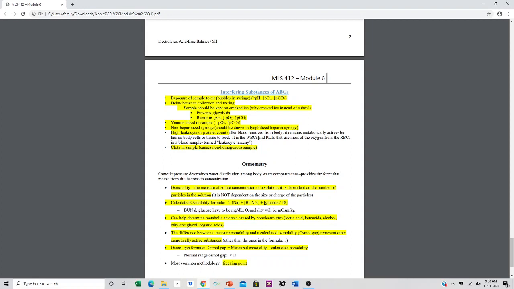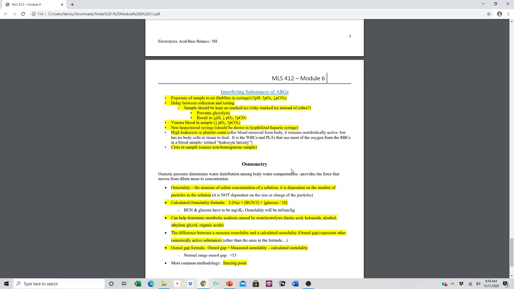If the patient has leukemia and they have a 50,000 white count, or if they have some kind of disorder where they have an extremely high platelet count, then those are using up oxygen from the bloodstream and will alter results. I would guess make a falsely low oxygen. And then a clotted sample causes a non-homogeneous sample.